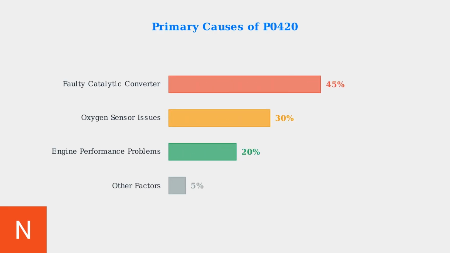A faulty catalytic converter accounts for 45% of cases, making it the most common cause. Oxygen sensor issues represent 30% of cases. Engine performance problems, such as rich or lean fuel mixtures, account for 20% of cases. The remaining 5% includes factors like PCM software issues, wiring problems, and fuel quality concerns.